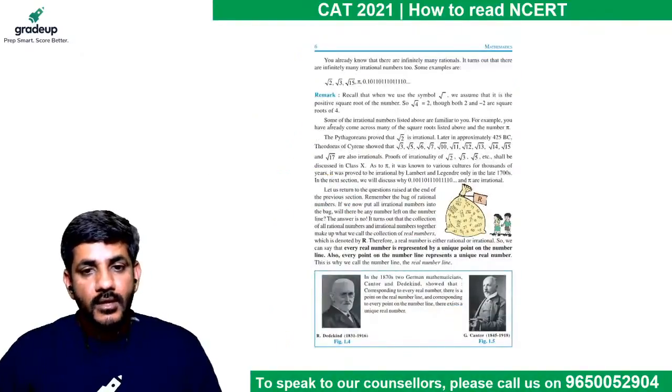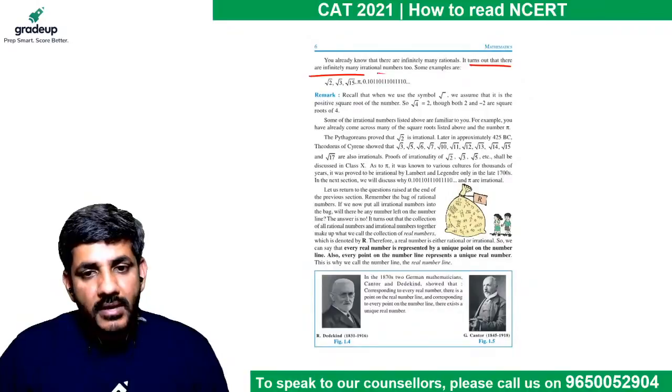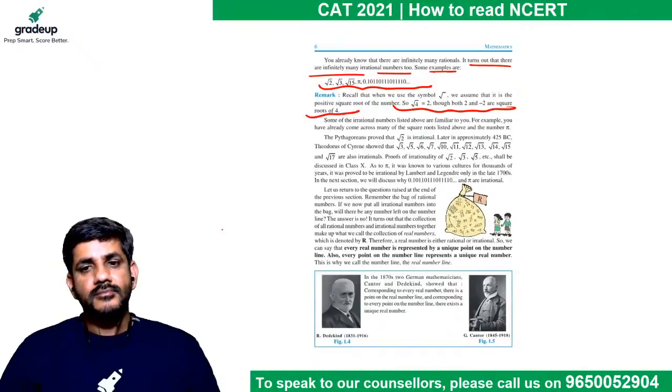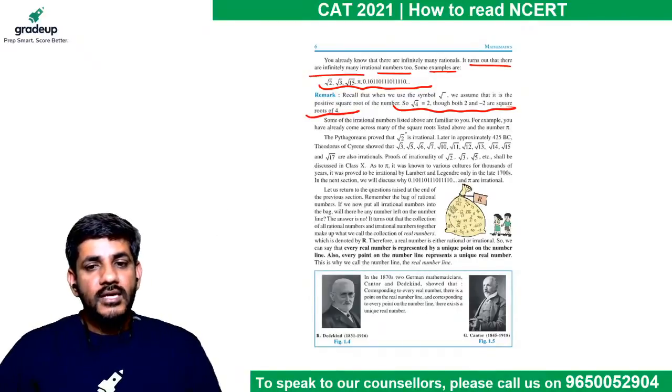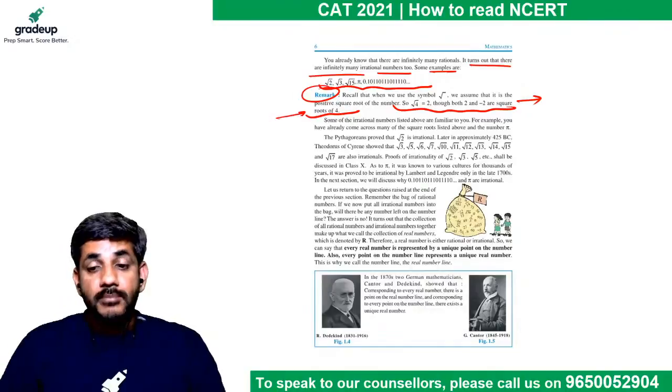Move ahead. You already know that there are infinitely many rationals. It turns out there are infinitely many irrational numbers too. So this is also infinite. And this is what I was talking about, guys. Root 4 is equal to 2, though both 2 and minus 2 are square roots of 4. And this is a remark, but this is a very important concept.